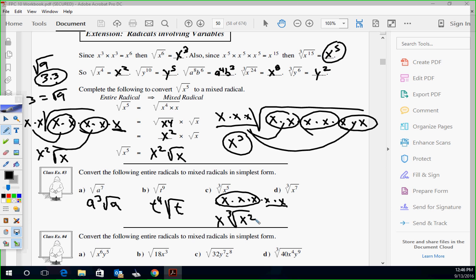2.333. So how many x's were left behind? 1. Good. Because 0.33 is 1/3. 1 was left behind. Okay. Again, this is an extension. So if you're feeling overwhelmed, this is kind of like a little extra, but we do talk about this in Math 20 as well.